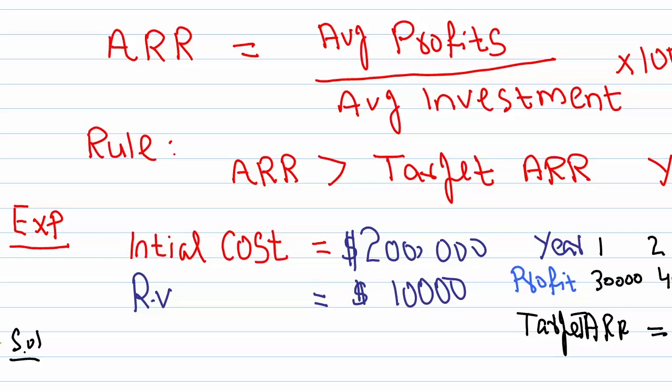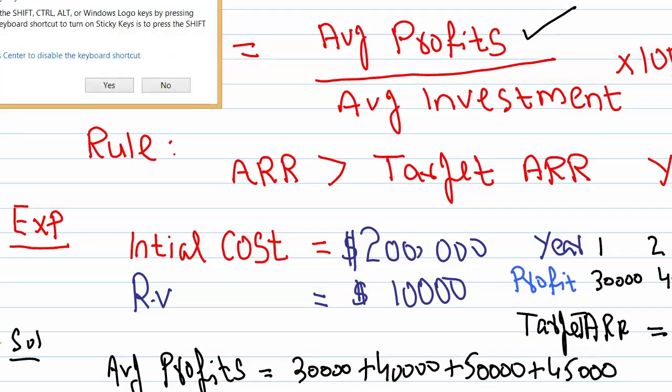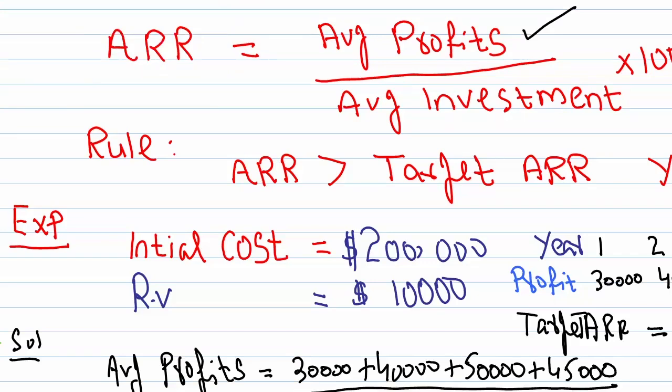Now, let's apply it. First of all, we need average profit. Now, the average profits will be equals to 30 plus 40 plus 50 and plus 45,000, and we will divide it by 4. We will divide it by 4. So 30 plus 40, 70 plus 50, 120 and 45, 1,65,000 divided by 4. What will be the average?